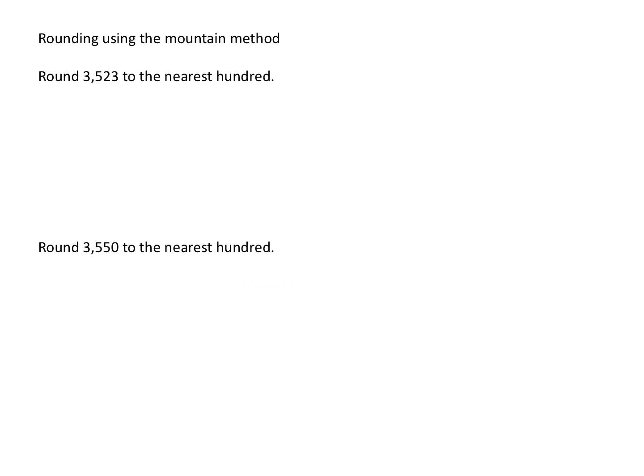So let's use the mountain method to round 3,523 to the nearest hundred. Okay, so the hundreds place is right there, underlined. It's got a 5 in it. So the nearest hundred is either going to be 3,500 or 3,600. So I'm going to draw a number line. And I'm going to put 3,500 on it, and I'm going to put 3,600 on it, and I'm going to mark halfway in between, which is 3,550. And I'm going to draw a mountain.